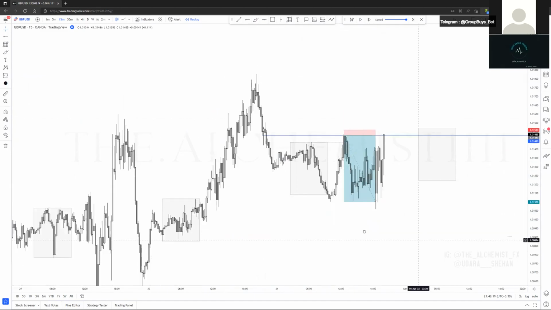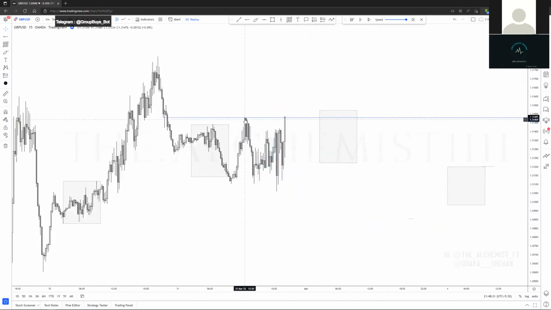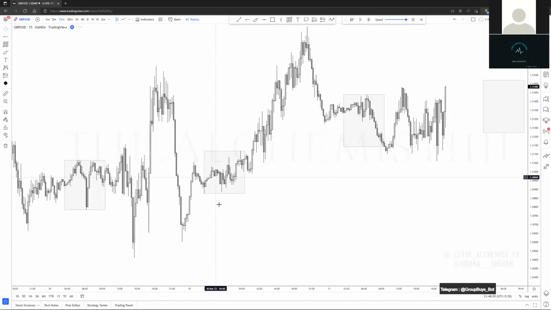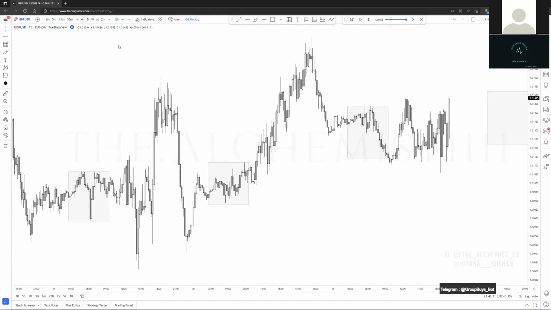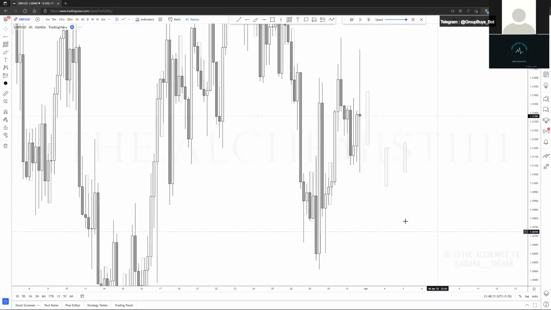Yeah, this was also a London Open. See, right at London Open. Look at the time, right at 12:30. Nice. Let's see this day. Let's quickly check where it came into.